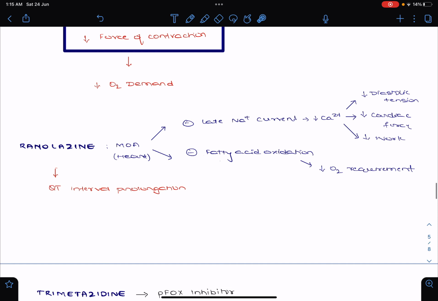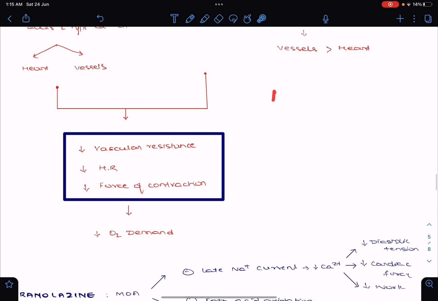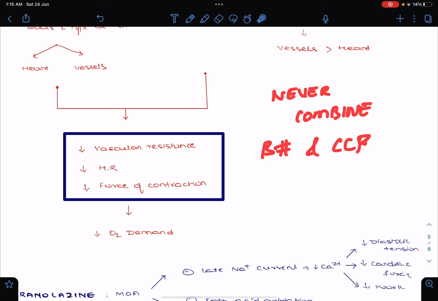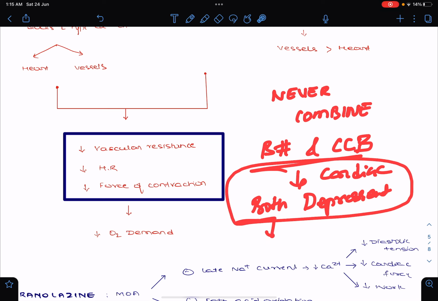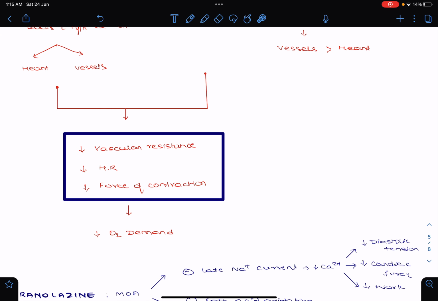So one thing you should remember is never combine beta blockers and calcium channel blockers. What is the reason? Because both are cardiac depressants. So it can cause heart block as well as congestive heart failure, acute heart failure.